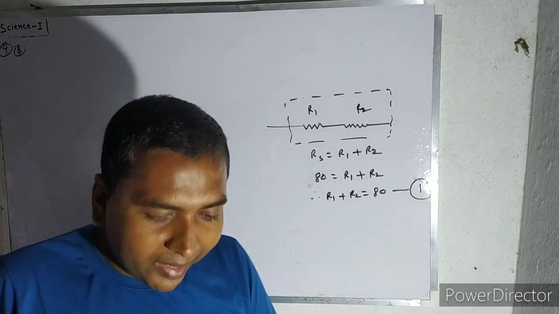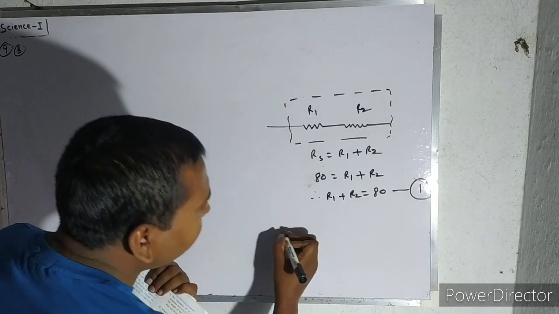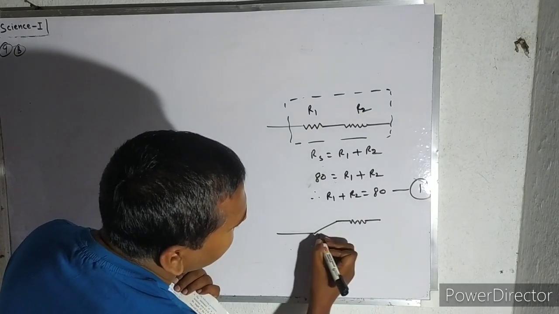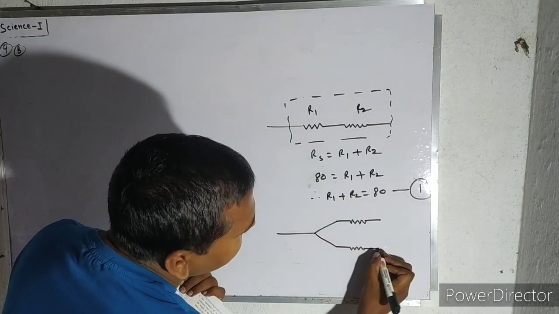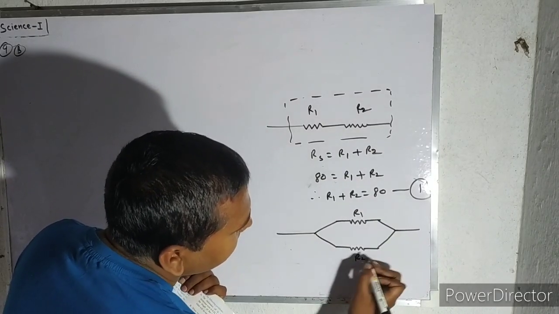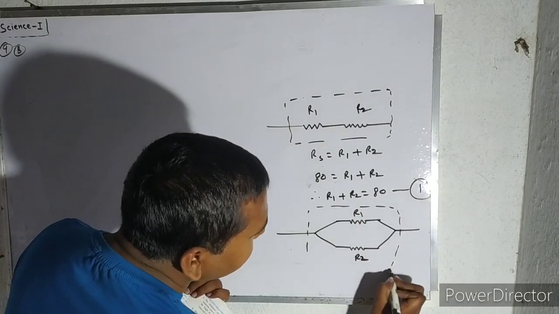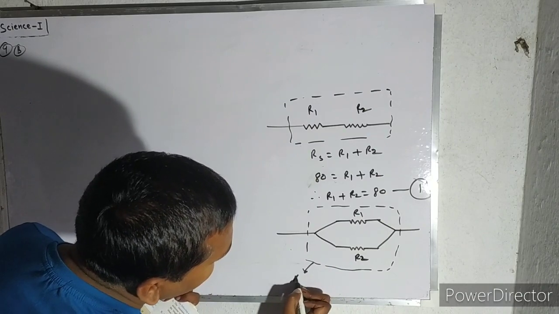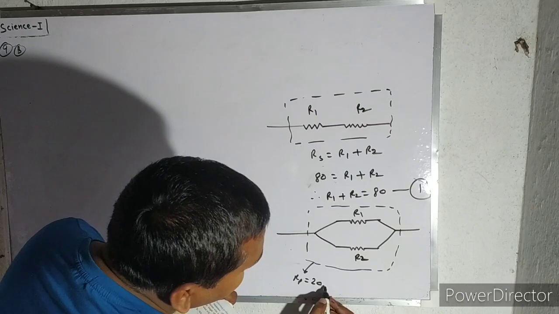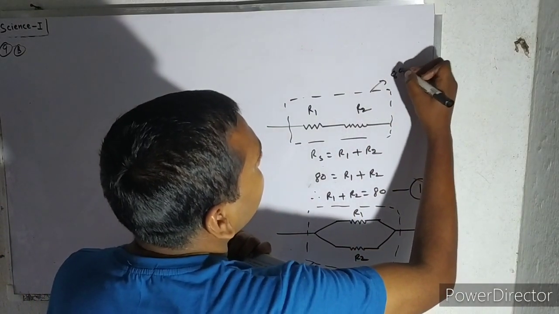Okay, when they are connected in parallel. Now this was in series. And now if these two resistors are connected in parallel, this is the parallel combination. See, this is R1, this is R2. The effective resistance is given. Rp is equal to how much? Effective resistance is 20 ohm is given. This is 80 ohm.